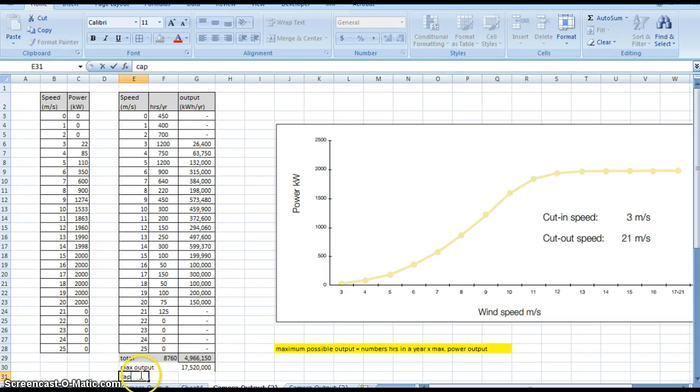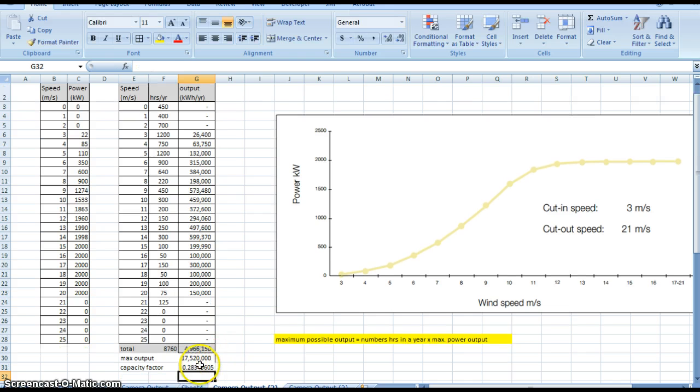So our capacity factor is simply the actual output divided by the maximum possible output. So in this case, we're dividing G29 by G30, and that's going to turn into a percentage. So the capacity factor for this turbine in this location is 28.3%. So that means you're getting 28.3% of the absolute maximum possible output.